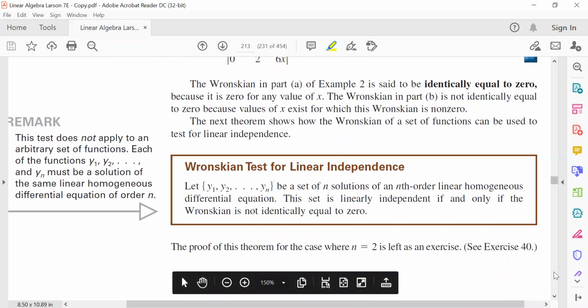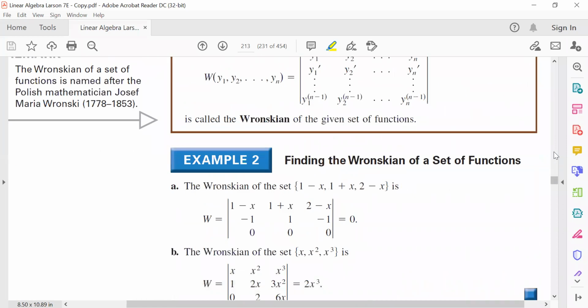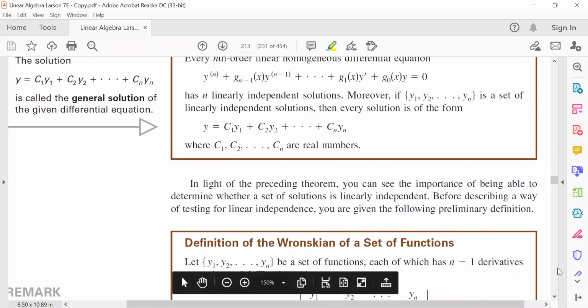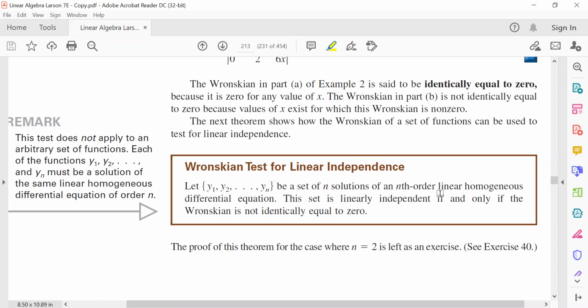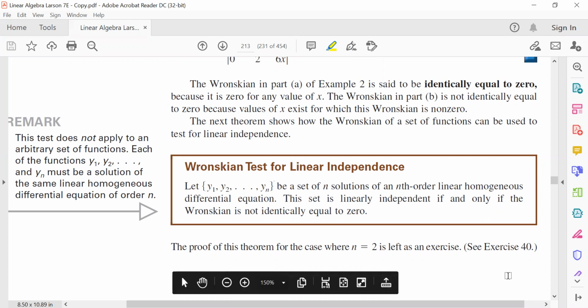I just want to point out that when we defined the Wronskian, we just took n random functions. The definition of the Wronskian of a set of functions is defined for just any n random functions. But when we talk about the Wronskian test for linear independence, we can't just take n random functions. It has to be n solutions of an nth-order linear homogeneous differential equation. Otherwise, the test has no validity. So that's important to realize, that distinction.